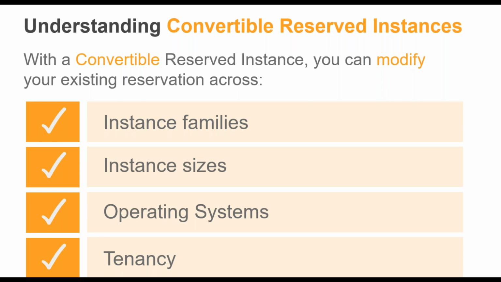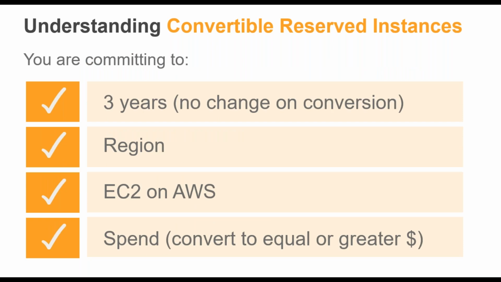However, you potentially, maybe down the road a year or 18 months, you're looking at changing some of the configurations within your environment. If you're looking at the convertible reserved instances, essentially what you're committing to is the time period, the region, and AWS, and then the spend. So within the AWS convertible reserved instances, you have to spend greater than or equal to what your convertible instance requirement is. So it's a good mechanism that you can change them at any given time.